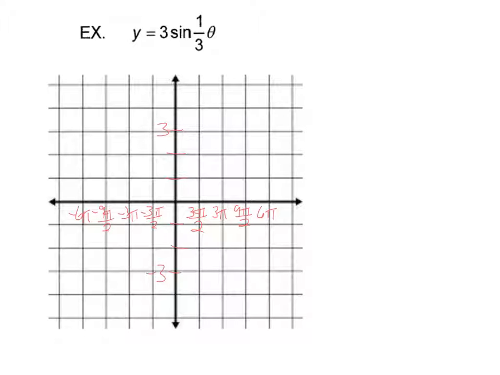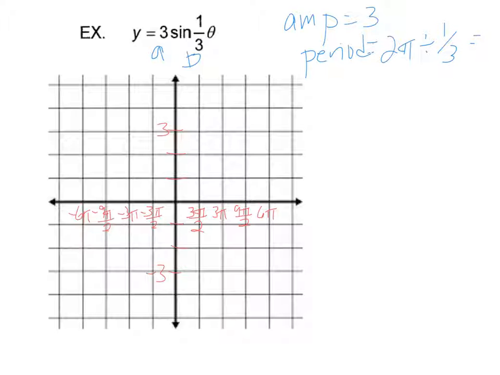One more, this is y equals 3 sine 1/3 theta. So the 3 would be our A, 1/3 would be B. The amplitude is 3. The period is 2 pi divided by B, which is 1/3. Again, I have a fraction. So if you have a fraction, you have to flip it and multiply, and that's 6 pi. That's going to be the fourth number on the scale.